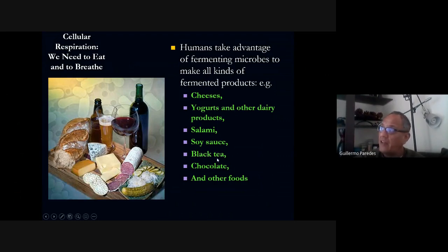I have a black tea, 100 years old black tea. You know what? I have it, but I don't take it because I want to keep it.